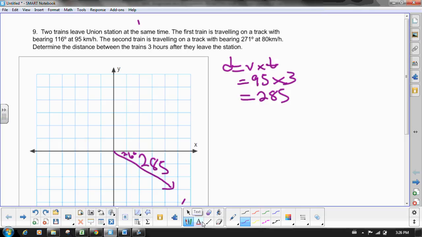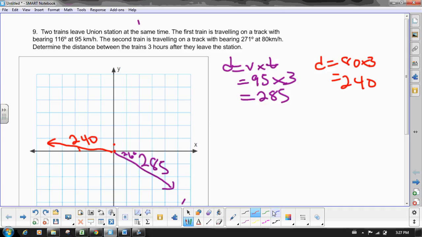Now my other train is going to start on a bearing of 271. If I go from here to here, I'm at 90. All the way down, I'm at 180. Then I'm at 270. So 271 degrees is just past the axis. That line is going to be right around here. We're going to pretend that it's a line. By the same process, distance is equal to 80 multiplied by 3, which gives me 240. So this is going to be 240. I know this is 1 degree right here.